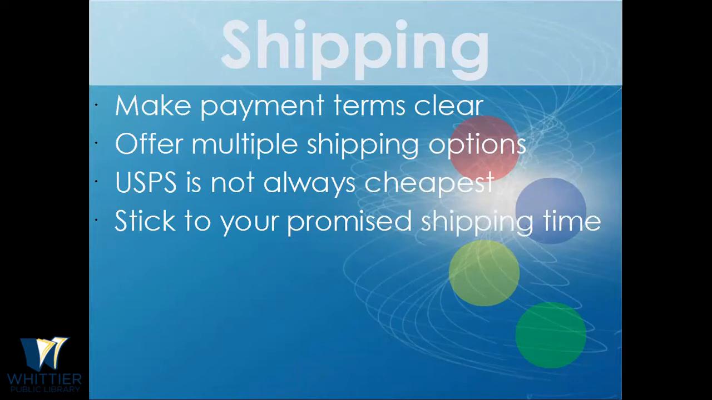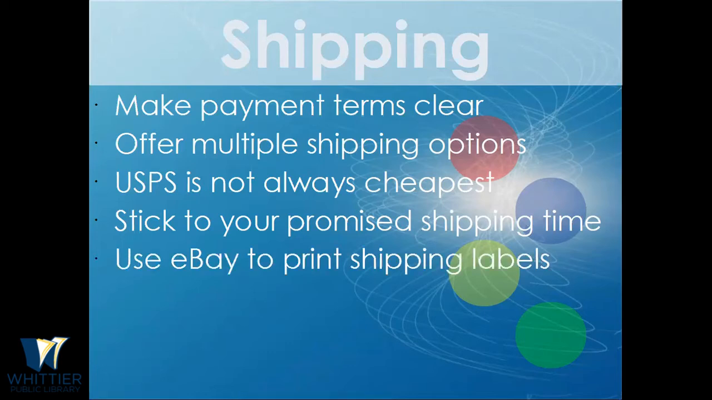Stick to your promised shipping time. If you say you're shipping within 3 days, please do ship within 3 days. eBay actually keeps track of that if you buy the shipping labels through them. So make sure you're getting those shipping labels generated and those items shipped out on time. And eBay will tell you, you have to ship this item by this particular date based on your handling time that you've entered. So make sure you ship by that date.